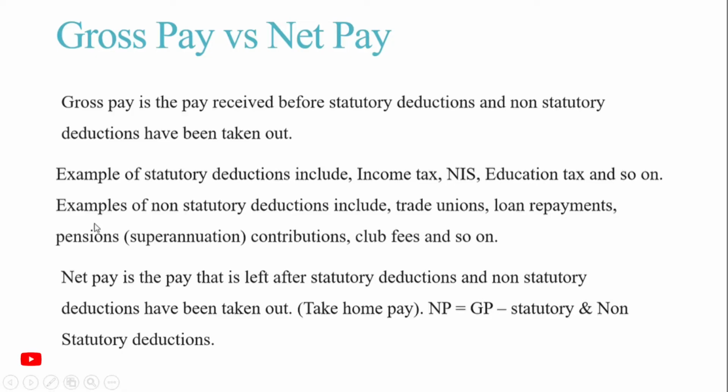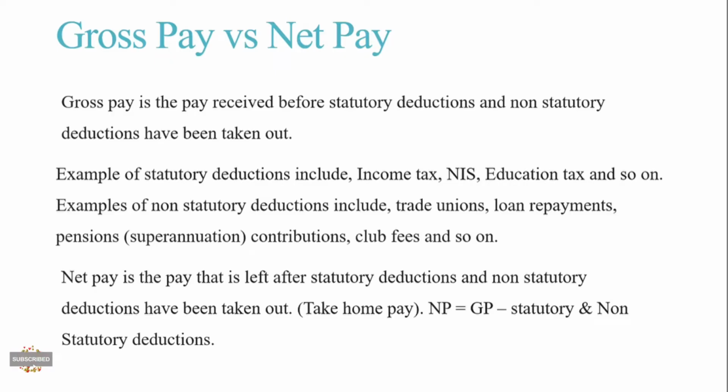Now, examples of non-statutory deductions include trade unions, credit unions, loan repayments, pensions, or what they refer to as superannuation contributions, club fees, and so on. Non-statutory deductions are also called voluntary deductions. It's basically those deductions that you, the employee, request to be taken out of your pay.